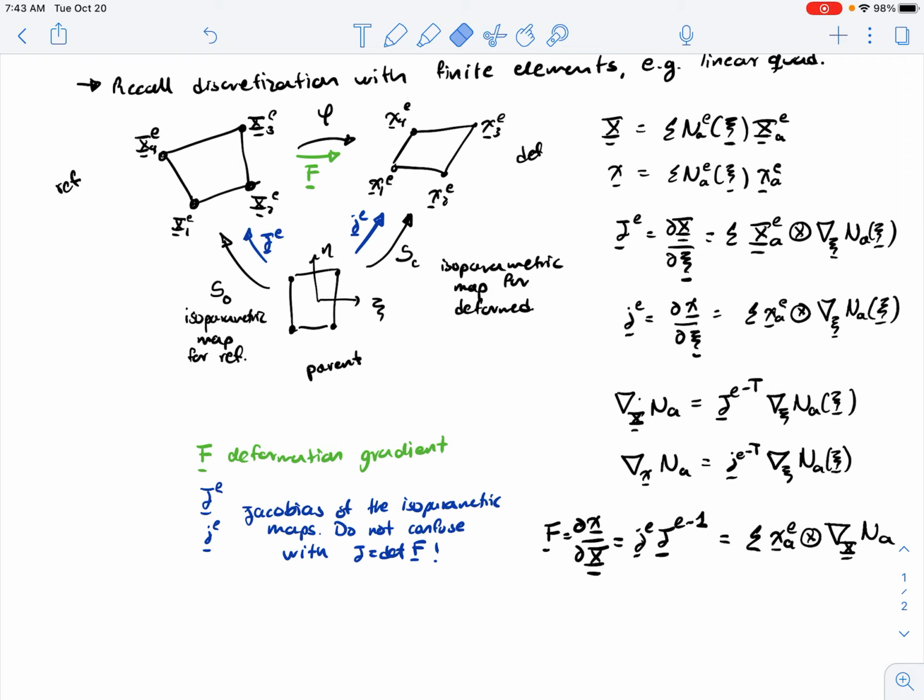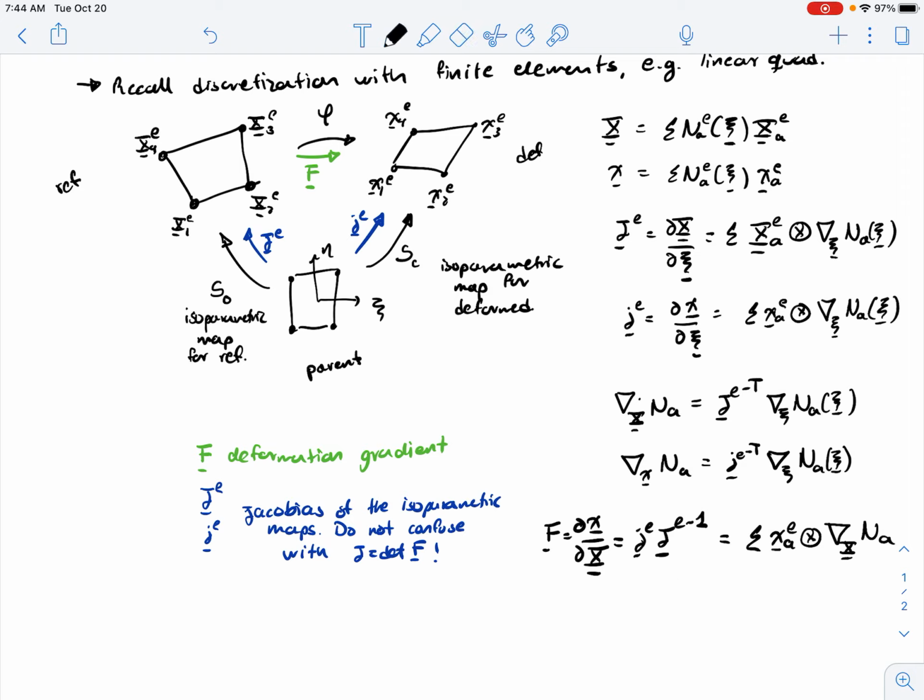And finally, the main object that you actually want to compute is the deformation gradient, which is the derivative of the little x with respect to the big X. A couple of ways you can calculate it. You can do this, which is basically just chain rule: the Jacobian of one of the isoparametric maps times the inverse of the other one. Or the other one, which I think I gave in a previous lecture, is the sum of the deformed coordinates, dyadic product, gradient of shape functions with respect to x, which you need to calculate from this formula right there.